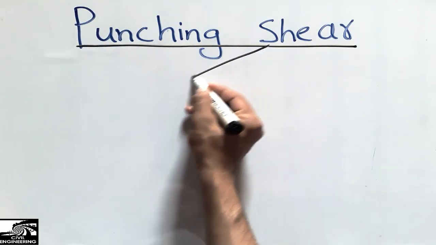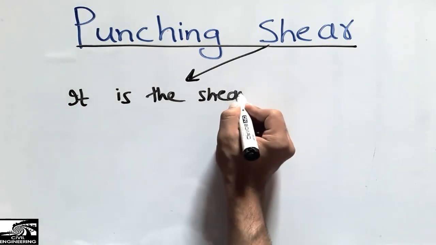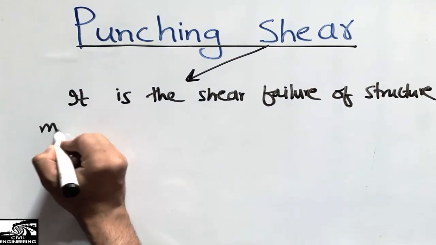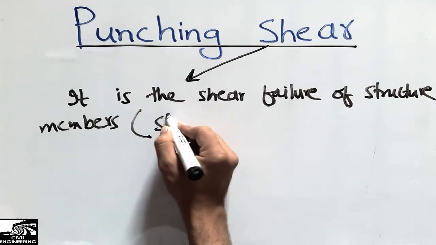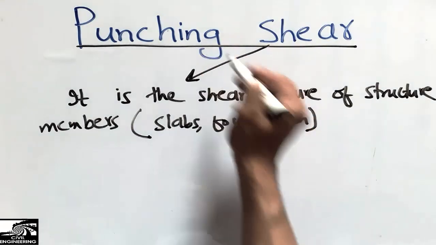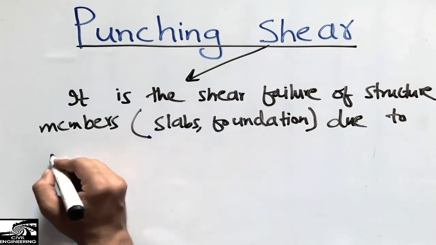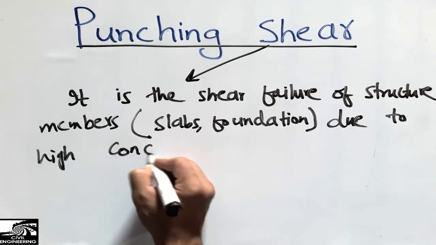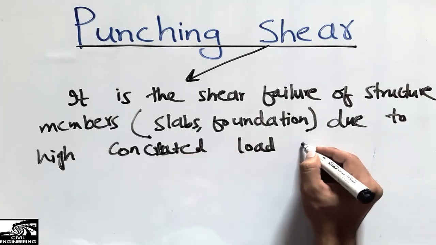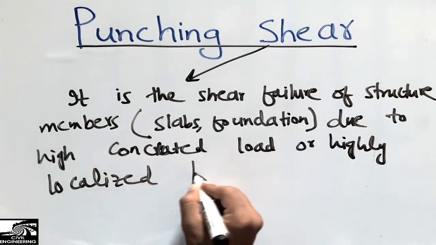Punching shear is a shear failure, because its name shows it is shear. It is the shear failure of structural members, especially of slabs and foundation. These two types of structural members are predominant in the shear failure and the punching shear failure. It is the shear failure of slabs and foundation when due to high concentrated load, or highly localized forces.